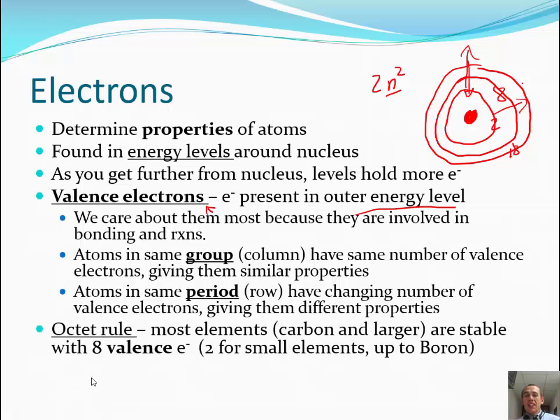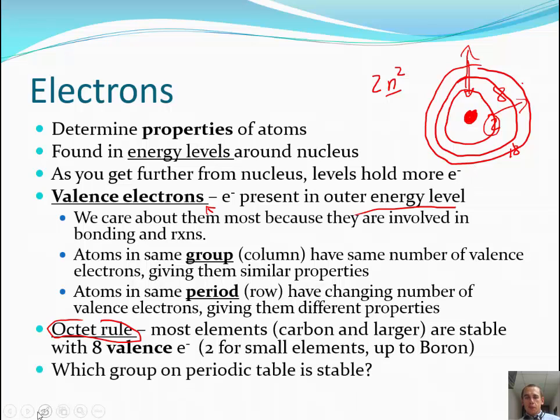Okay? Now, the one thing to keep in mind with valence electrons is they follow the octet rule, or at least most things do. Oct is 8. So elements, carbon and larger, are stable with 8 valence electrons. So if they have 8 of them in their outermost energy level, they're going to be stable. They're not going to want to form any more bonds or change very much because they do have a stable electron configuration. For smaller ones, it's 2, and that's because that first energy level only holds 2 electrons.